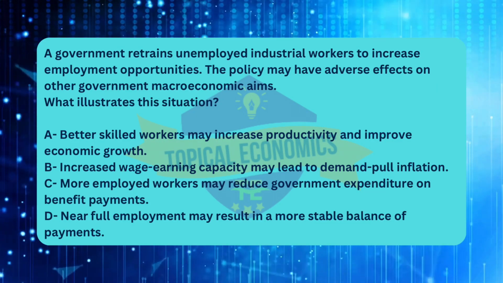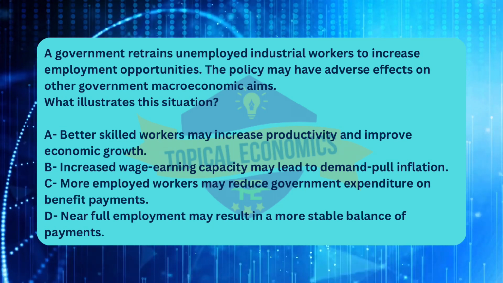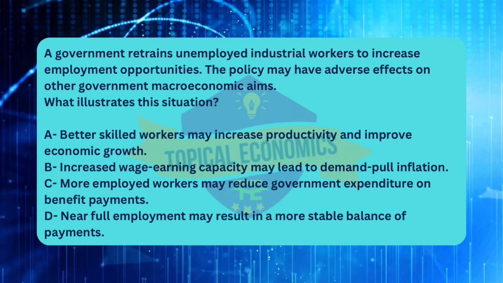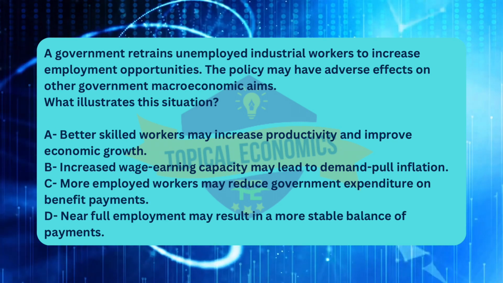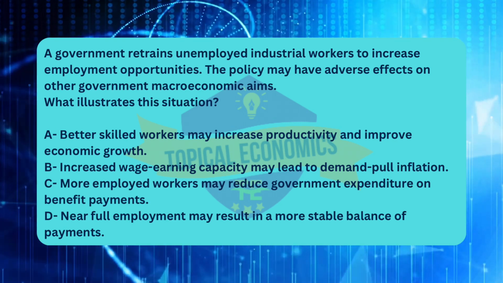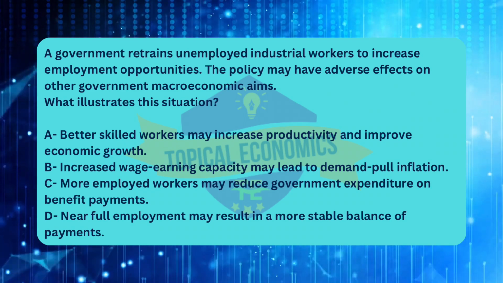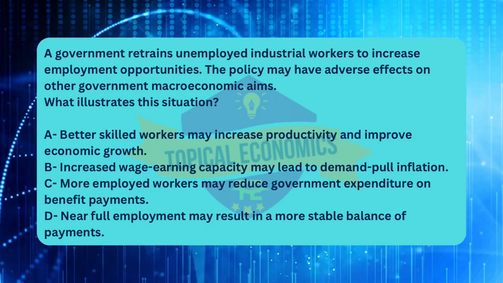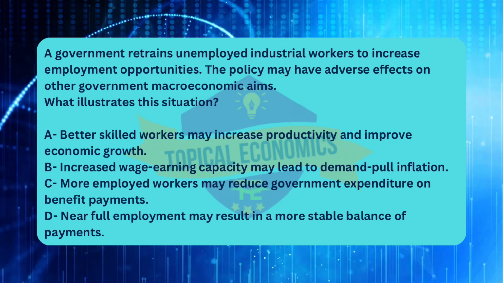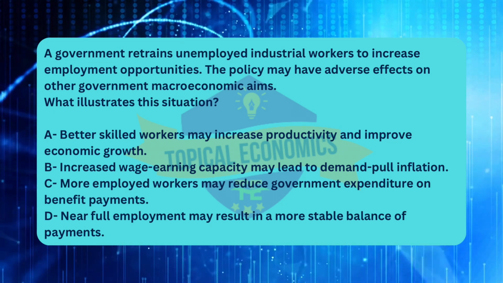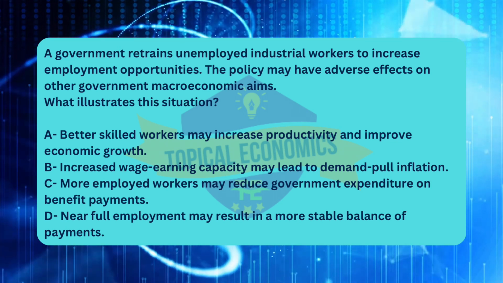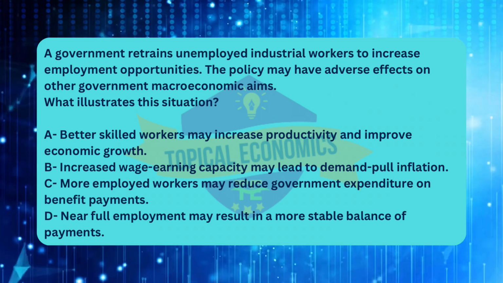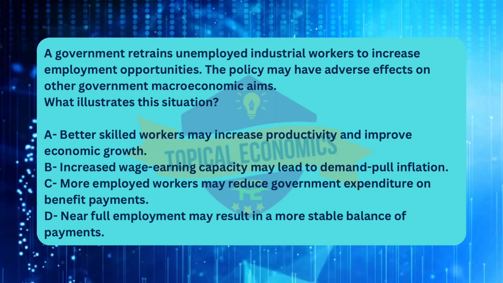A government retrains unemployed industrial workers to increase employment opportunities. The policy may have adverse effects on other government macroeconomic aims. What illustrates this situation? A. Better skilled workers may increase productivity and improve economic growth. B. Increased wage earning capacity may lead to demand pull inflation. C. More employed workers may reduce government expenditure on benefit payments. D. Near full employment may result in a more stable balance of payments.